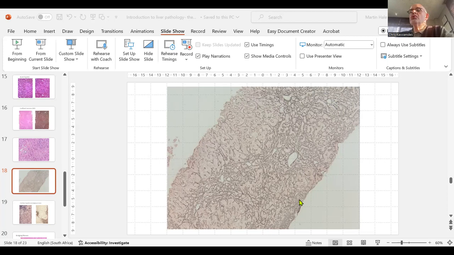We've got a question, Chris. What is the best use of biopsy in the 21st century?